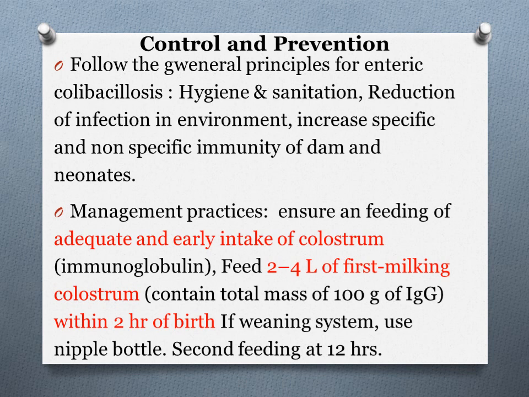Colostrum provides immunoglobulin. Feed 2 to 4 liters of first milking colostrum, and that colostrum contains a total mass of 100 gram of immunoglobulin, within 2 hours of birth. The time is very important, as early as possible.